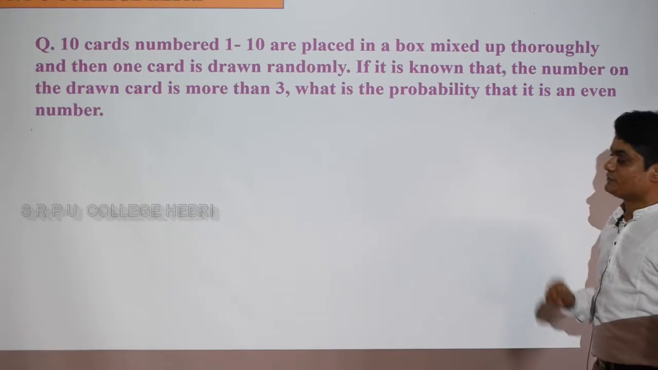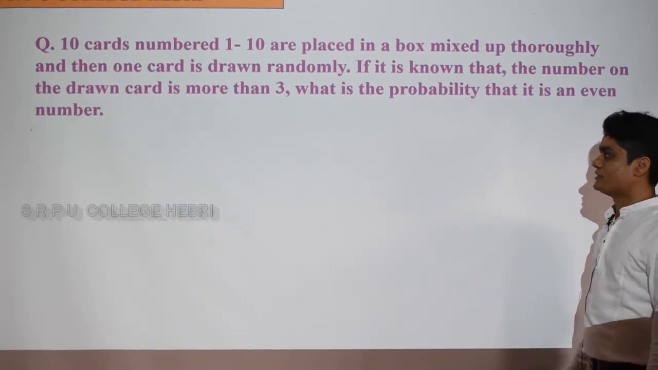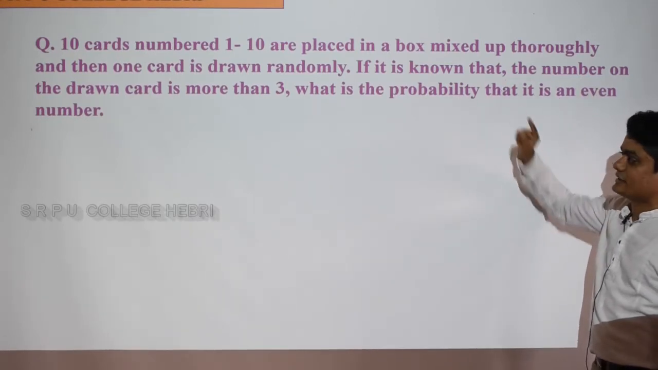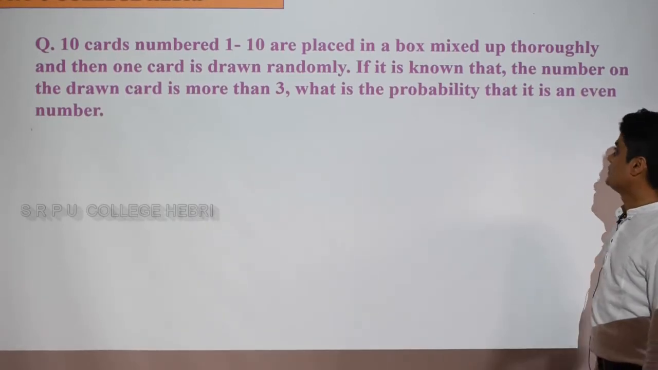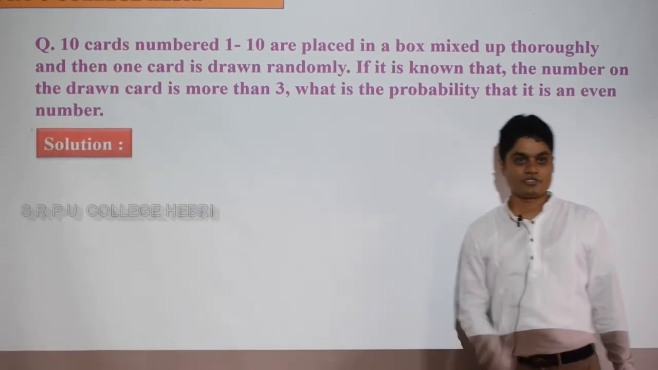Ten cards numbered from 1 to 10 are placed in a box, mixed up thoroughly, and one card is drawn randomly. If it is known that the number on the drawn card is more than 3, what is the probability that it is an even number? So the solution is as follows.